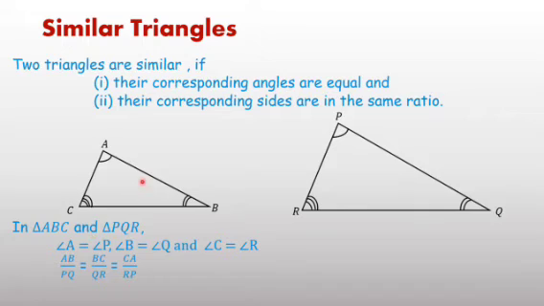corresponding to AB, if you want to search, just check: side AB is opposite to which angle? Angle C. Side AB is opposite to angle C, and angle C equals R in the second triangle, and opposite to R is PQ. Therefore, AB upon PQ.